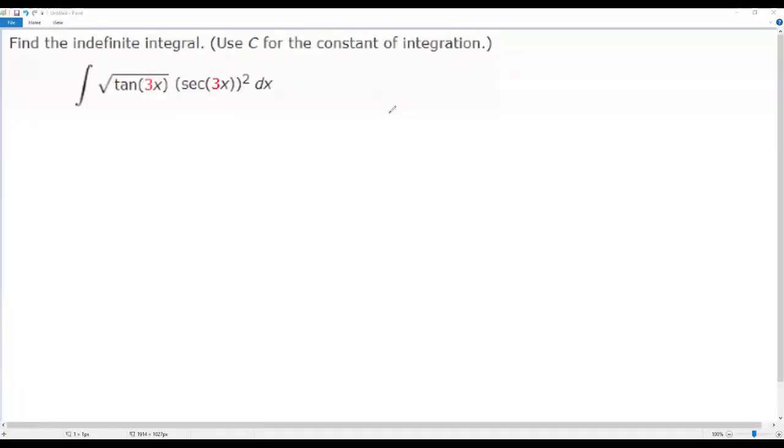Here we have an AP Calculus AB problem. Okay, let's go to the question. Find the indefinite integral. Use C for the constant of integration. Here we have an indefinite integral and we have to evaluate it.